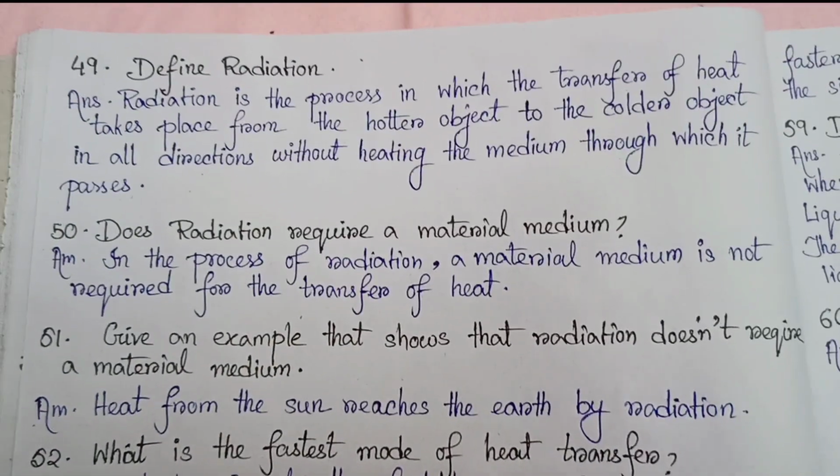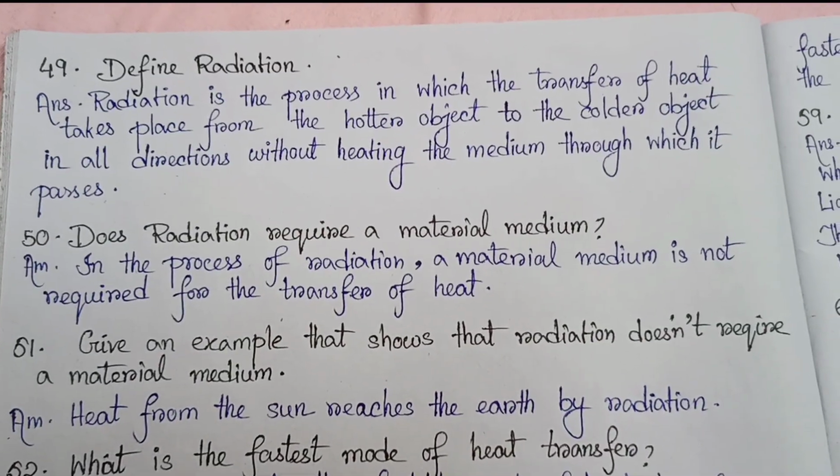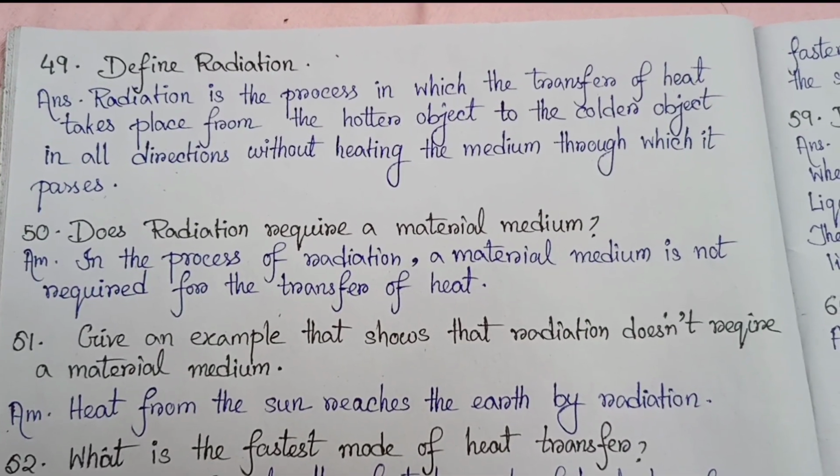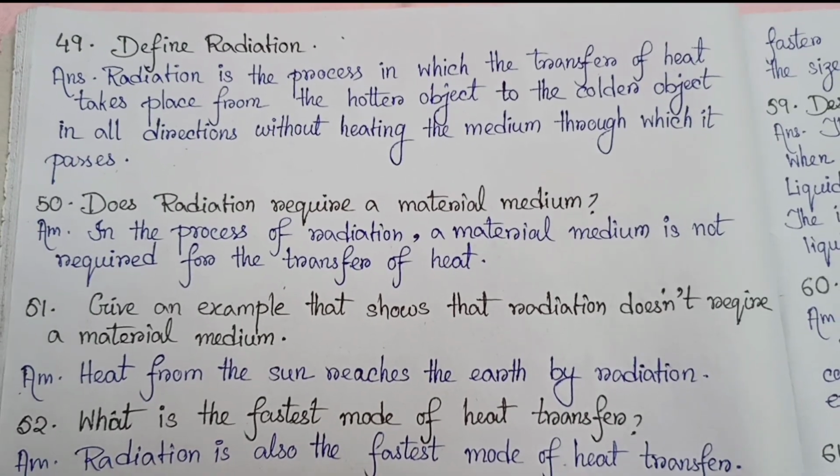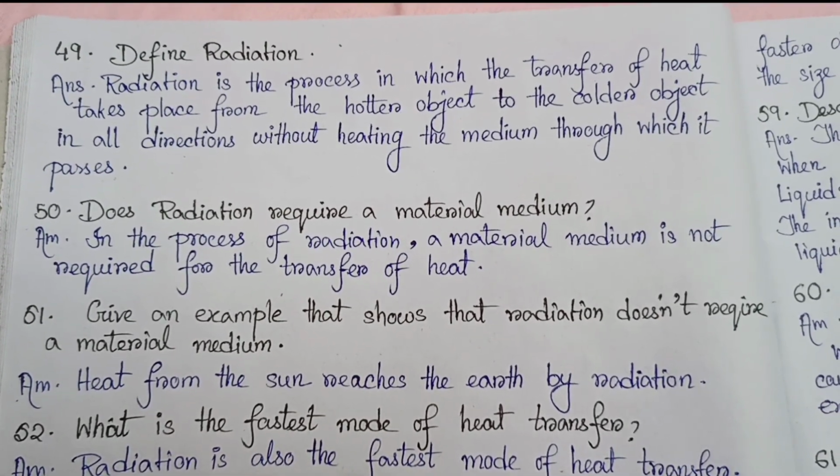49. Define radiation. Radiation is the process in which the transfer of heat takes place from the hotter object to the colder object in all directions without heating the medium through which it passes.